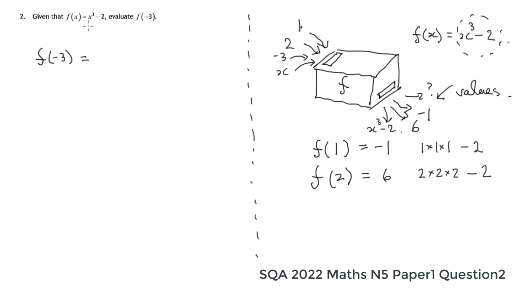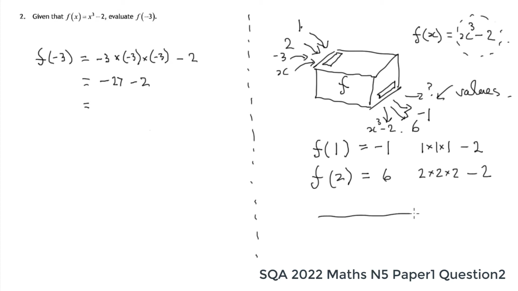So we have to apply this formula. -3 goes in, we first of all cube -3. So we've got -3 times -3 times -3, and once we've cubed that, it tells us to take 2 away. That's just how we treated the 1 and the 2 to get the -1 and the 6. So -3 times -3 is +9. 9 times -3 is -27. And then we have to take 2 away from that. And it's not -25, it's -29.